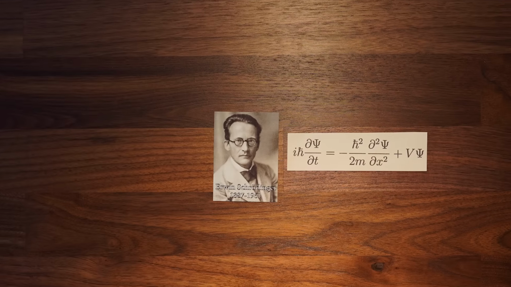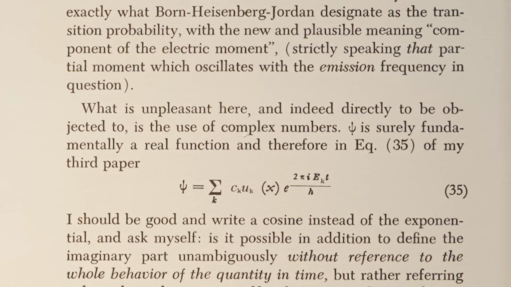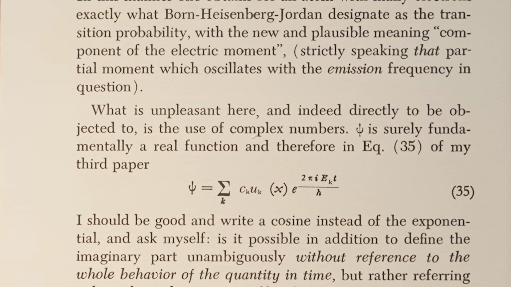Schrödinger found this path early on, but hesitated to publish it, writing to the physicist Hendrik Lorentz, "What is unpleasant here, and indeed directly to be objected to, is the use of complex numbers. Psi is surely fundamentally a real function."